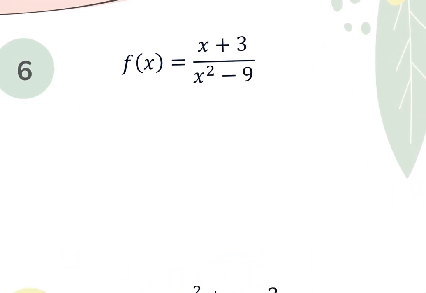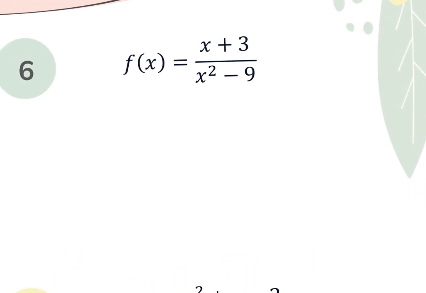Go to 6. Can I factor? Yep, the denominator becomes x plus 3, x minus 3. And I can cancel. The x plus 3's cancel. So there is a hole where x would be -3.